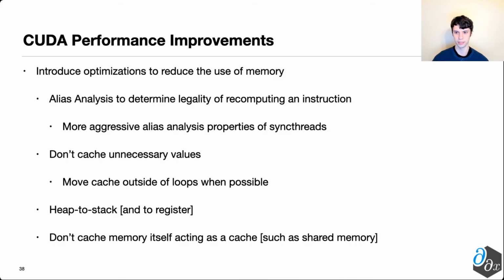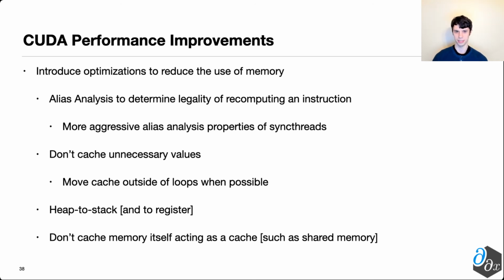As a consequence of this, we spent a fair bit of time adding additional optimizations that explicitly are aimed at reducing the memory usage, both on the CUDA kernel and just generically elsewhere. The first of this is to piggyback off of LLVM's existing alias analysis to determine the legality of potentially recomputing an instruction rather than having to cache it. In particular here, we also extended the alias analysis properties of SyncThreads to be more aggressive in our use case, so we can further avoid having to do these extraneous caches.